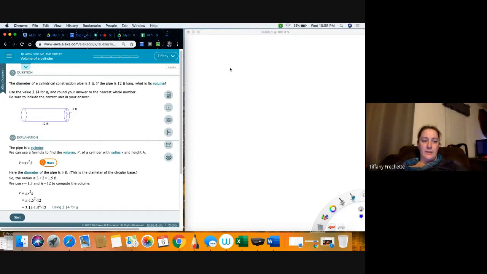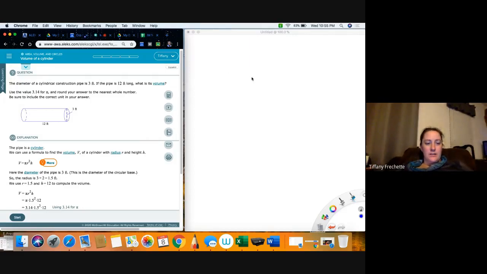Volume of a cylinder. The diameter of a cylindrical construction pipe is 3 feet. If the pipe is 12 feet long, what is the volume? Use the value 3.14 for pi and round your answer to the nearest whole number. Be sure to include the correct unit in your answer.